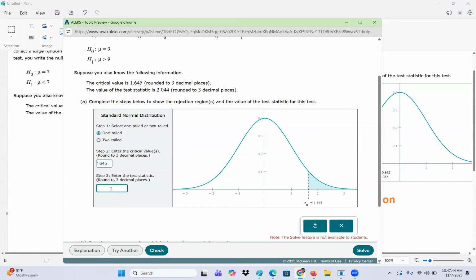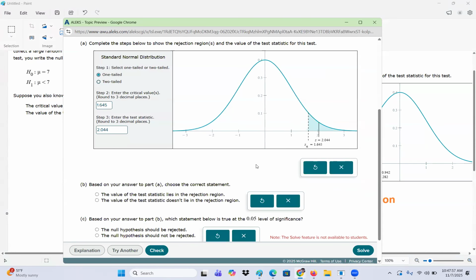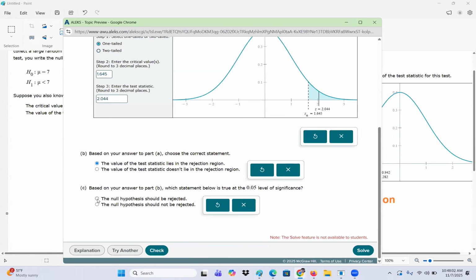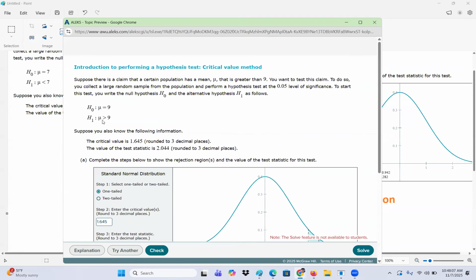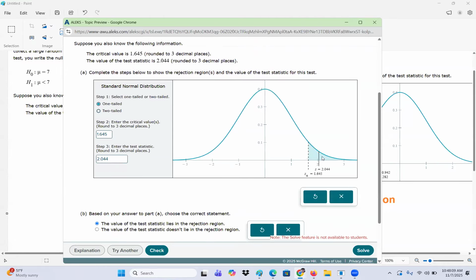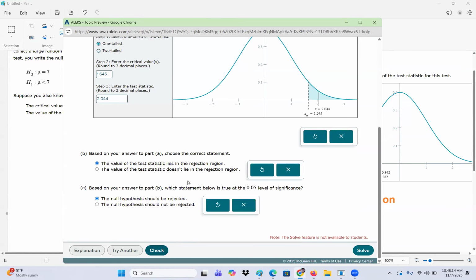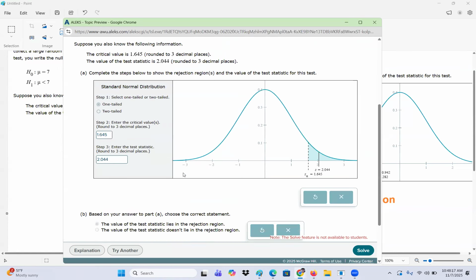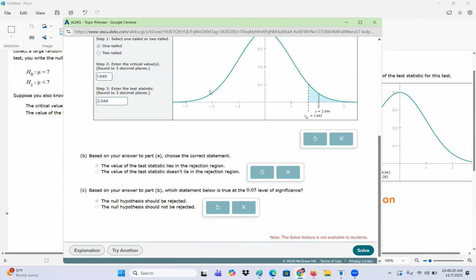And there's the test statistic value that is given, 2.044. So it's going to stay out of the confidence level. So it's basically in the rejection region, and then the null hypothesis will be rejected, meaning that the mean was actually greater than 9. Okay, so we have to stay out of the confidence level range. It's not something that's really hard, but we just have to know that analysis.